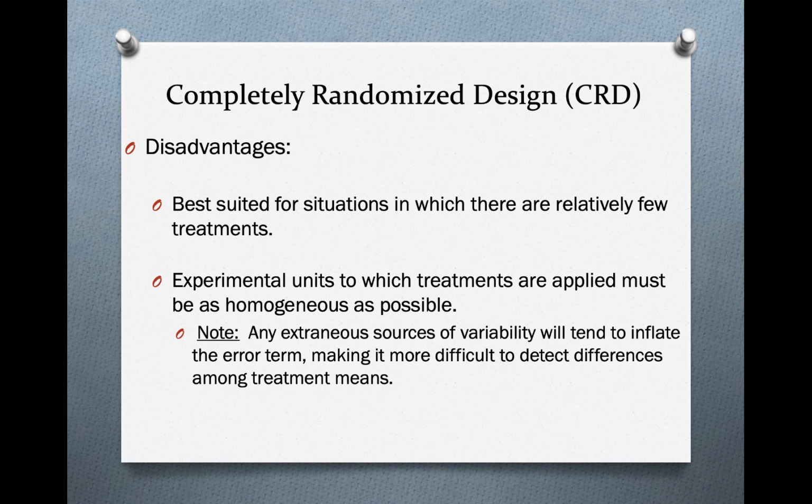And so we try to make those experimental units the same to get rid of any exogenous or extraneous sources of variability that can inflate the error term that is going to be calculated as part of this analysis. So if that error term is inflated, it makes it a lot more difficult to detect the differences that are actually associated with the treatment and not with those outside factors.